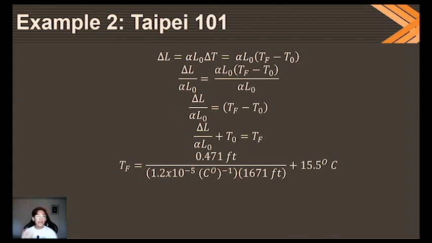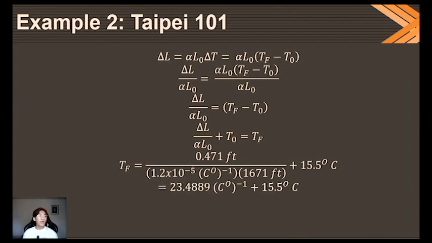That is the change in length that we measured, as stated in the problem, all over the coefficient of linear thermal expansion of steel, which is equal to 1.2 times 10 raised to the power of negative 5 per Celsius degree, times 1,671 feet, which is the original length of our Taipei 101, plus our initial temperature, which is equal to 15.5 degrees Celsius.